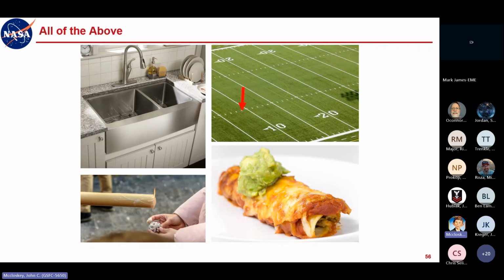Okay, so now we're gonna put all this together. I was having trouble coming up with any metaphor to describe this next part here. So if any of you have any suggestions, please let me know.